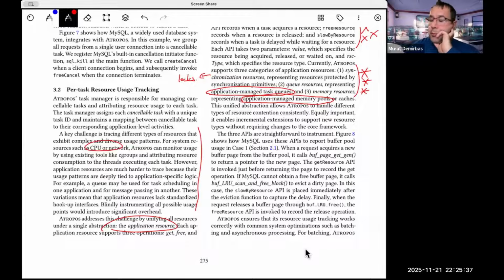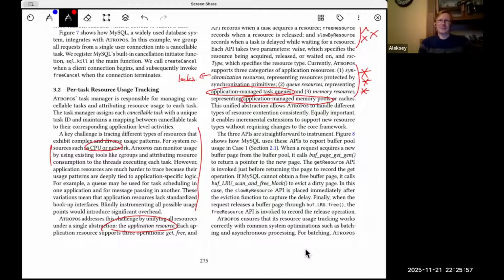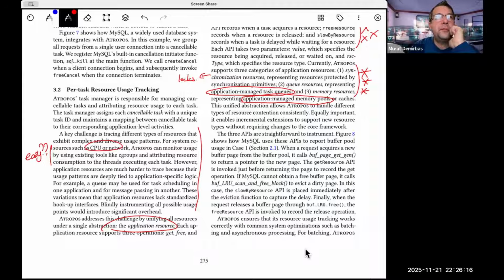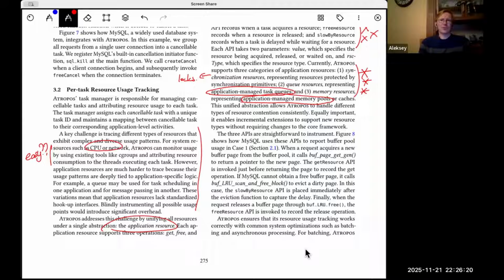But here it says for system resources such as CPU or network, it can monitor by existing tools like cgroups. Oh, it says this is easy, and we are talking about the hard part, the application specific logic, next. Yeah, but again, it's not easy. In languages that they target, like Go, there are no threads. There are goroutines. You cannot just look at the system thread in the Go process and say, oh, that's that. Keeping track of the CPU usage of a goroutine is very, very hard.